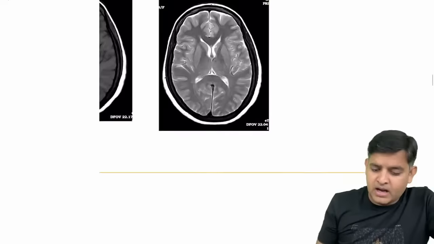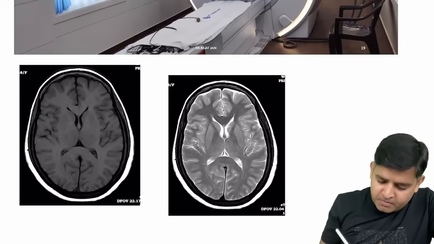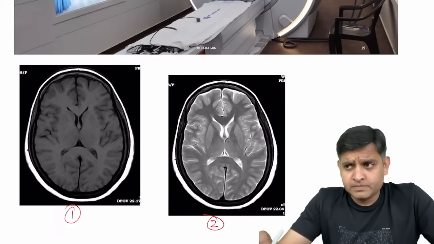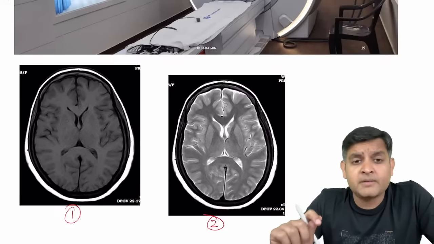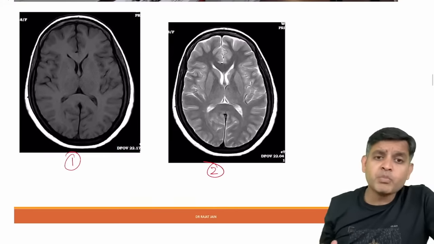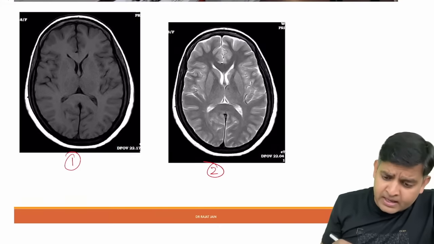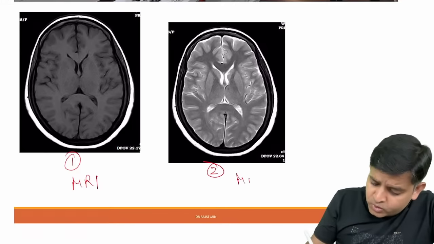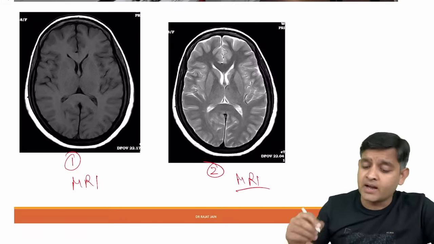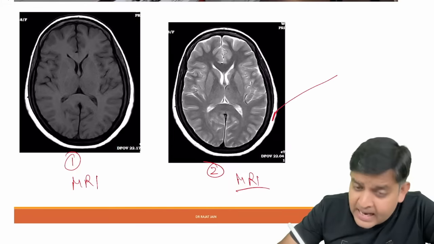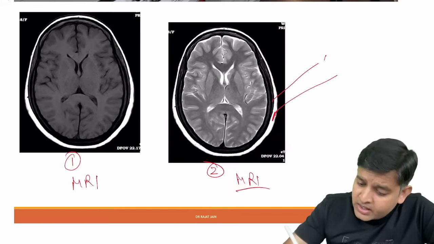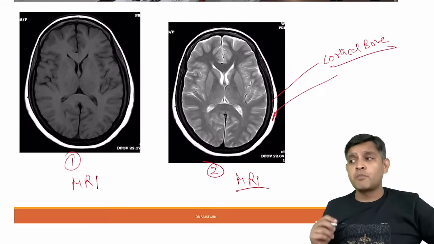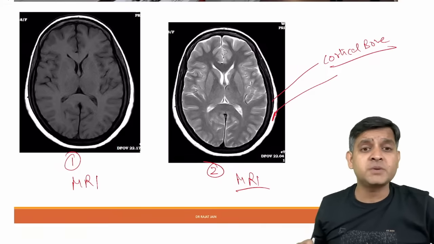Now tell me, I have got two more images for you. Tell me which image is CT, which image is MRI. One or two, which one is what? So you will say one is MRI. Why? Because the cortical bone is black. Two is also MRI, because the cortical bone is also black. Do not get confused by looking at this scalp. This is scalp. This structure is cortical bone.